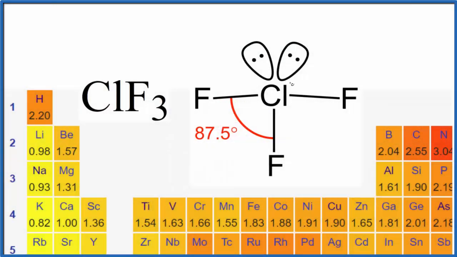So to recap, each one of these bonds is a polar bond due to the difference in electronegativity between the fluorine and the chlorine. And then overall, because we have an asymmetrical molecule, the molecule itself will also be polar. This is Dr. B answering the question whether ClF3 is polar or nonpolar. It is polar. Thanks for watching.